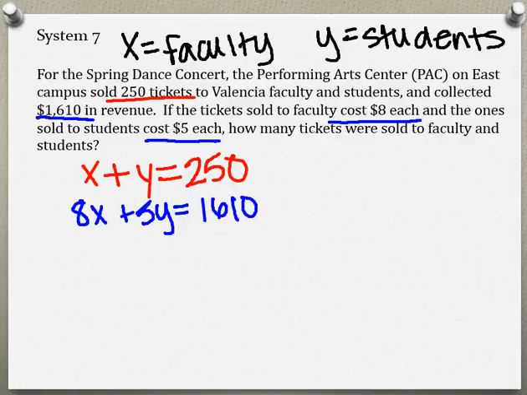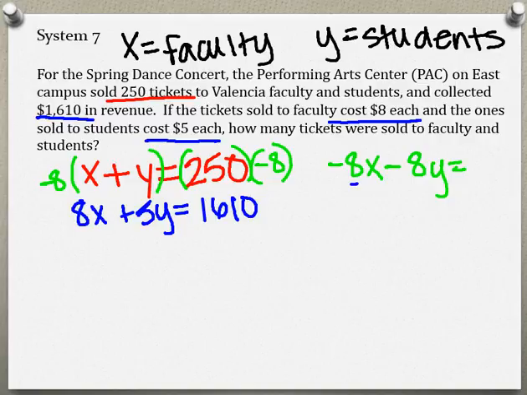Now we're going to use this system to find out how many faculty tickets were sold and how many student tickets were sold. So we need to eliminate a variable, and we're going to get rid of x this time. In order to get rid of the x variables, we only have to multiply the first equation by -8. So when we do that, we'll have -8x minus 8y equals -2,000.